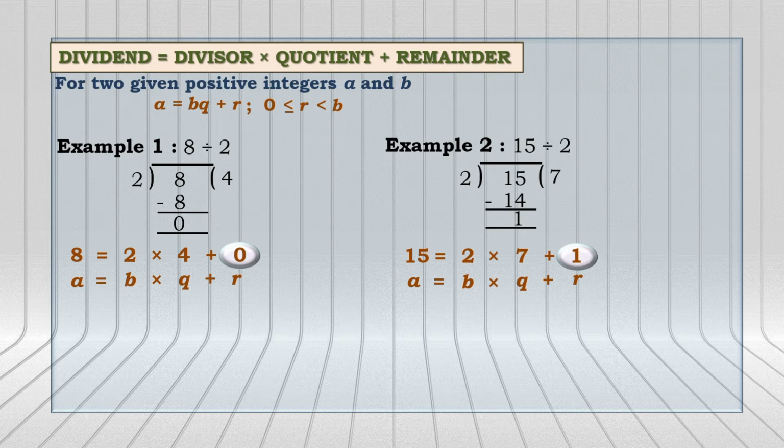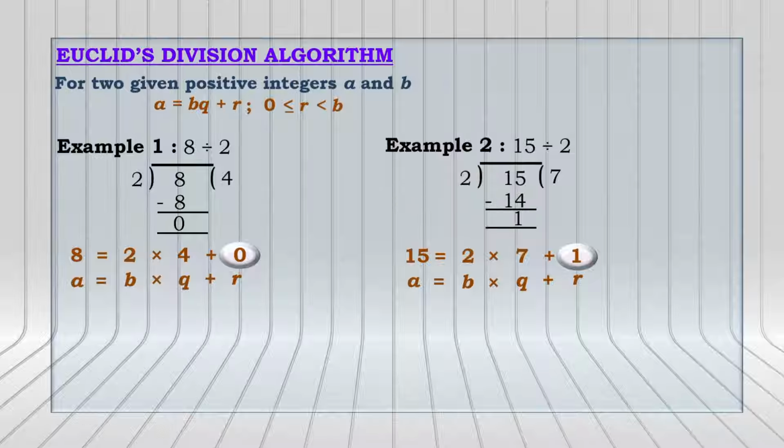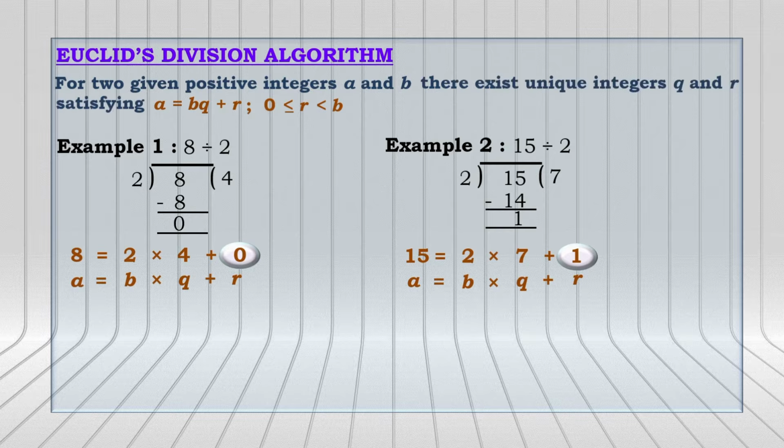So in this case, since the divisor is 2, we got two different types of remainder. One is 0 and another one is 1. But we will never get 2 over here. So this is called Euclid's division algorithm, which states that for any two given positive integers a and b, there exist unique integers q and r satisfying a equals bq plus r, where 0 is less than or equal to r, less than b.